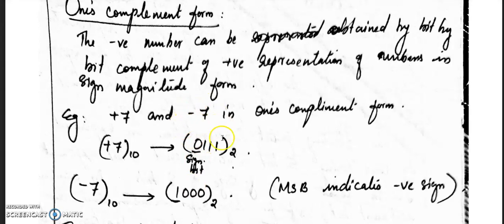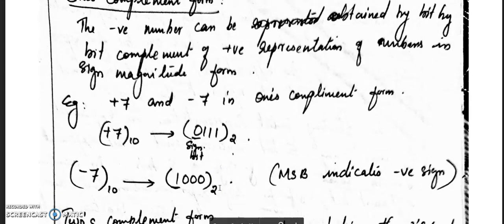So to get minus 7, first you have to get the plus 7 with the sign bit, then convert it into its one's complement form. You will get the negative 7. So it is minus 7.